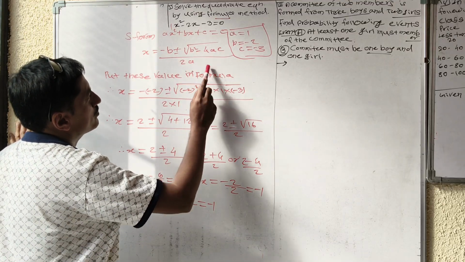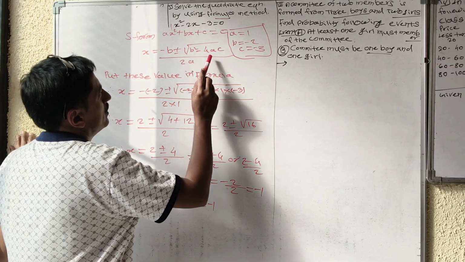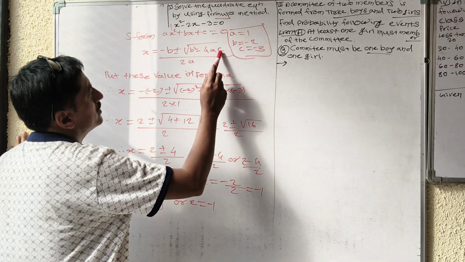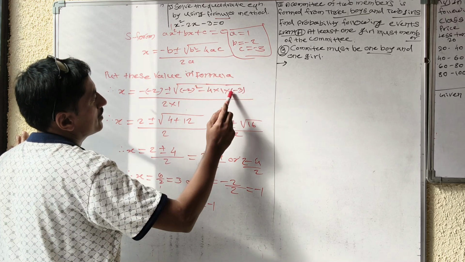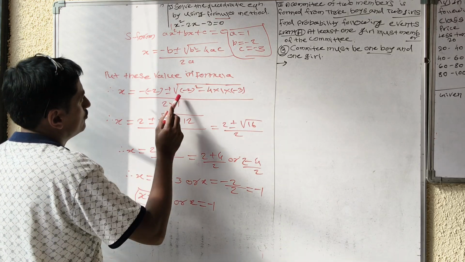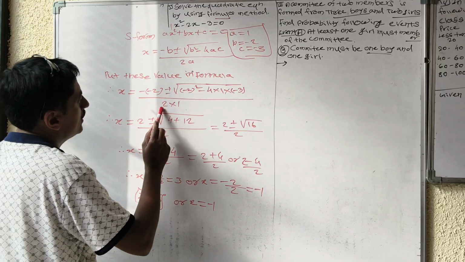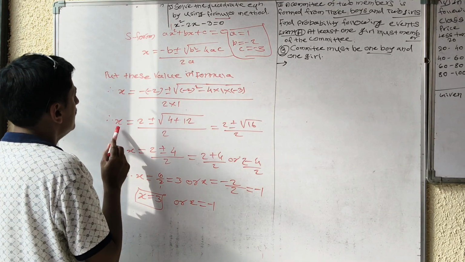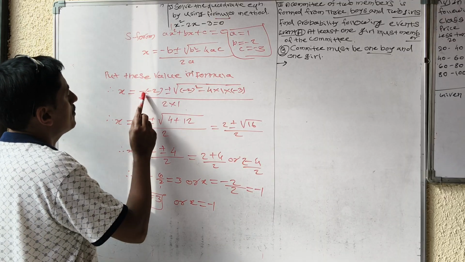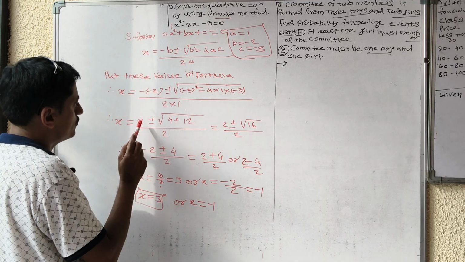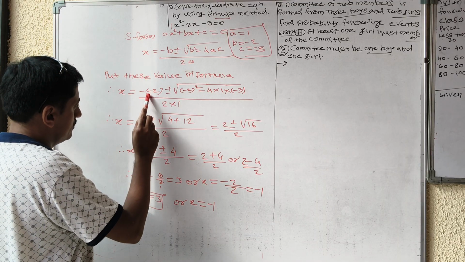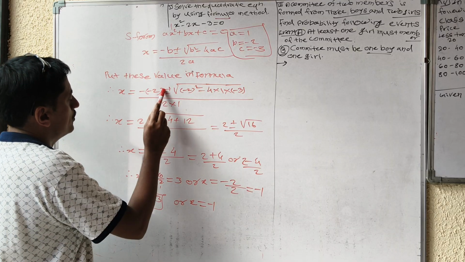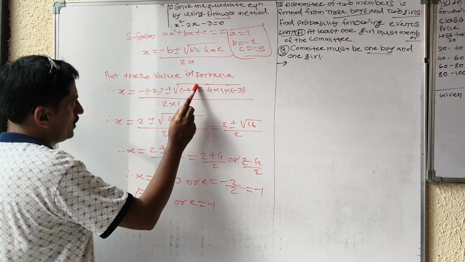This is the product of three numbers. What is the value of a? a is 1. We take c minus 3 in the bracket. Also the 2a, 2 into a, the value of a is 1. Since x is equal to minus into minus, this is plus. This is the rule of product. Plus 2 plus minus as it is, 4 square.